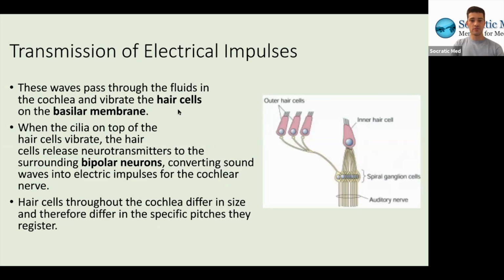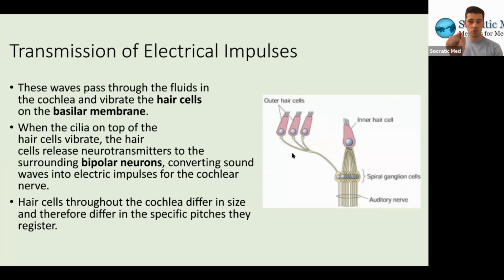The waves pass through the fluids in the cochlea, and they vibrate the hair cells on the basilar membrane, like I just said. When the cilia on top of the hair cells vibrate, the hair cells release neurotransmitters to the surrounding bipolar neurons, converting sound waves into electric impulses for the cochlear nerve. So if you look right up here, these little cells in pink are the hair cells, and the little projections that are coming on top of them, those are the cilia.